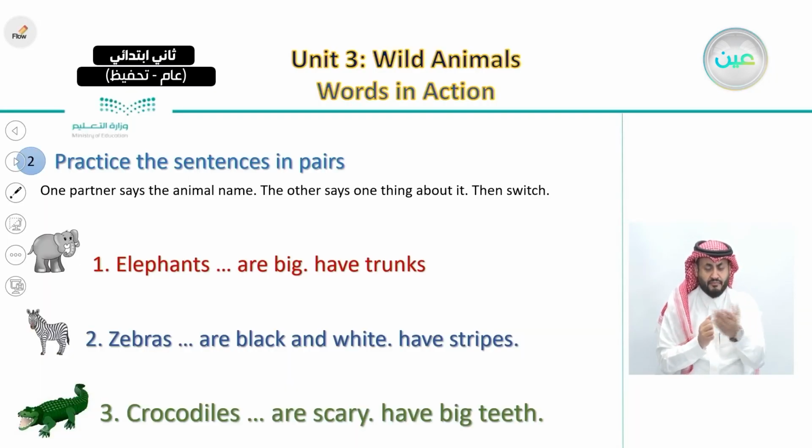So a quick reminder of the animals and their descriptions. I'm going to read the animal with their descriptions. Number 1, elephants. Say with me, elephants. Elephants are big and have trunks. Number 2, zebras.